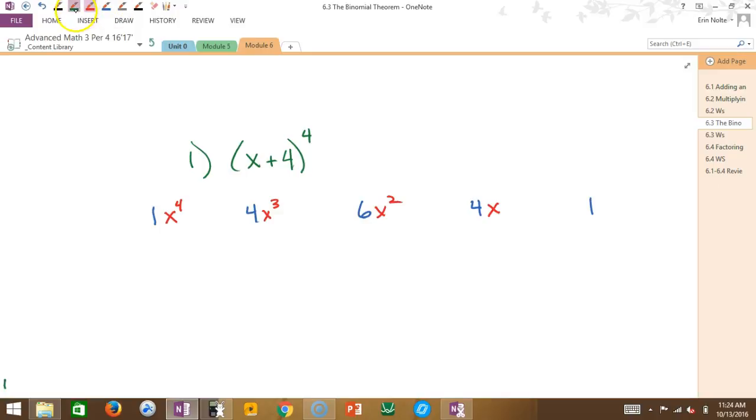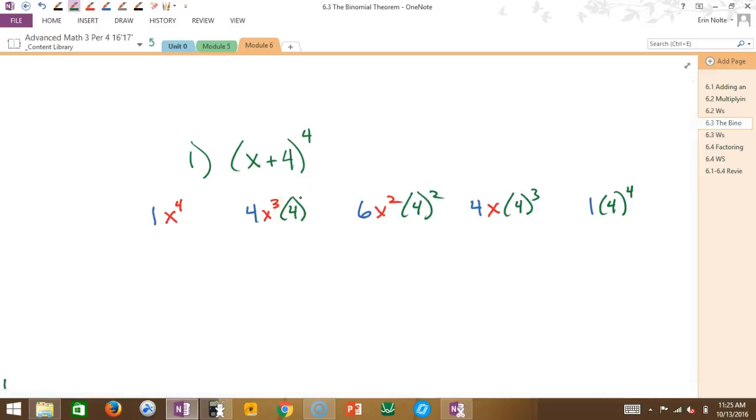Okay, now what I'm going to do is the same thing with my second term, but I'm going to start at the other end. So my second number is 4. So I'm going to start with 4 to the 4th over here and go backwards. 4 to the 4th. 4 to the 3rd. 4 squared. 4 to the 1st power. How many 4s are on the first term?